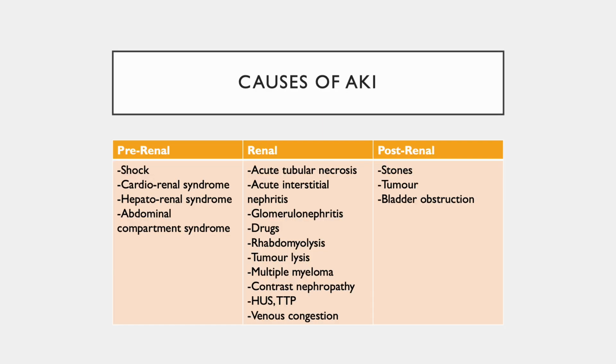Causes of AKI in the ICU are oftentimes multifactorial, and they can be evaluated based on a pre-renal, renal, and post-renal classification. Oftentimes, pre-renal causes in the ICU include patients with different types of shock, and conditions like cardiorenal and hepatorenal syndrome, as well as abdominal compartment syndrome, can be seen in specific clinical contexts.